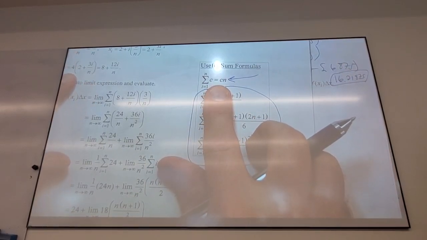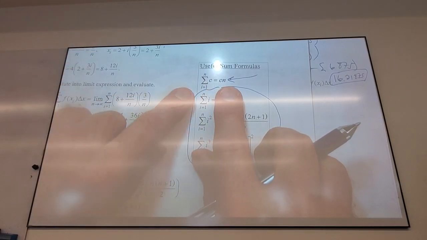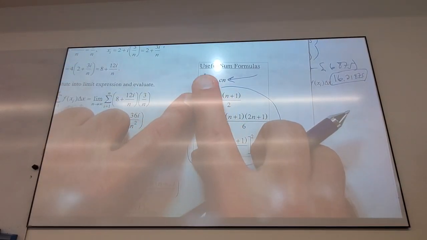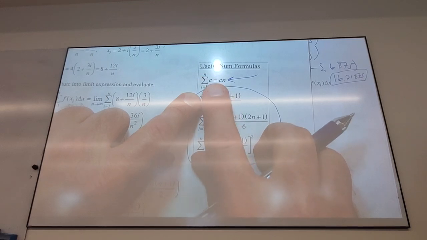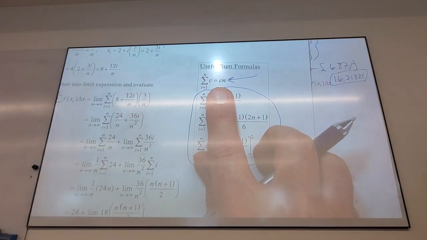If you add up 7 to itself 5 times, what do you get? Don't add, just multiply: 7 times 5. That's all this thing says. If you add up a constant n times, you get n times c, c times n. That's all that says. So you don't need to memorize it because you already know it.